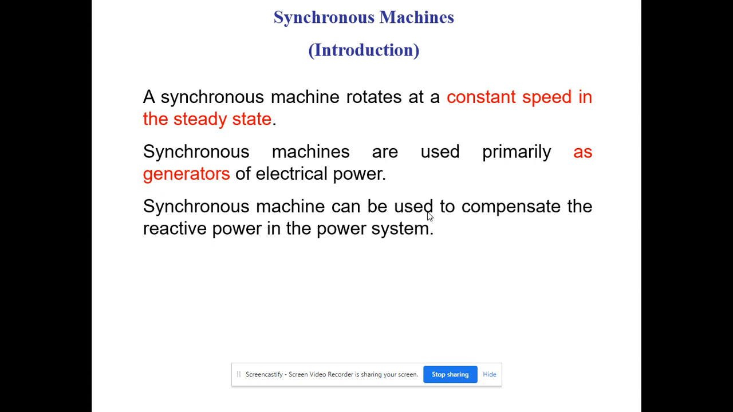The synchronous machine is a constant speed machine. It can be run at constant speed. Maybe the speed is fast or slow, but it is a constant speed type of machine. The synchronous machine is an AC machine, and it can act as a generator as well as a motor.